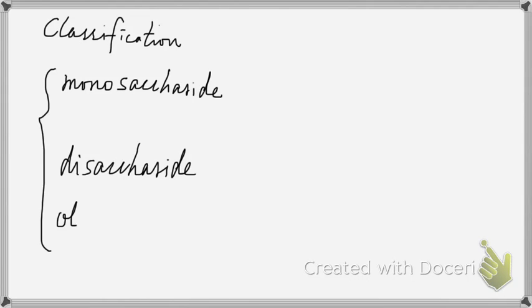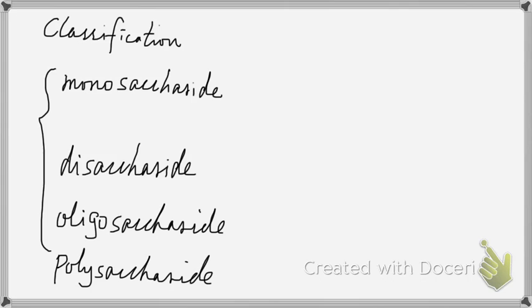Now let's take a look at the classification of carbohydrates. We classify carbohydrates in 4 categories: monosaccharides, disaccharides, oligosaccharides, and polysaccharides.